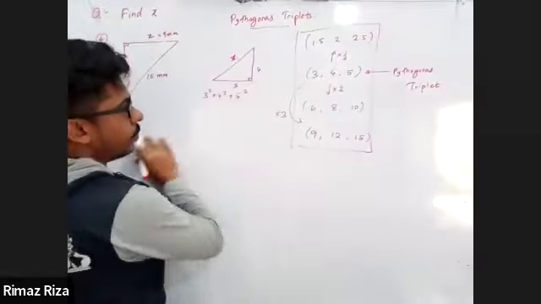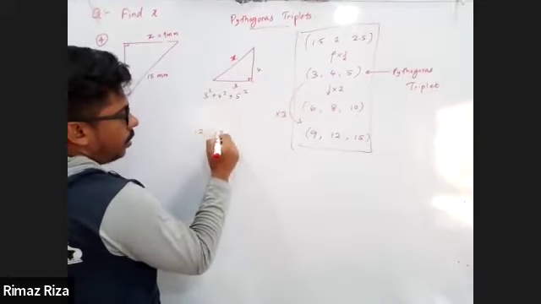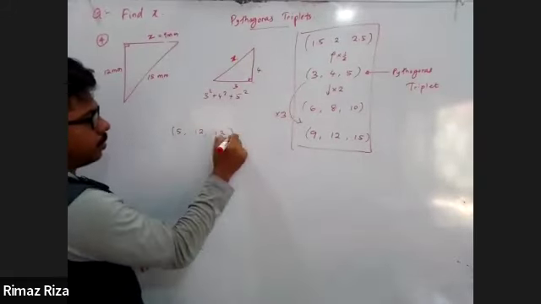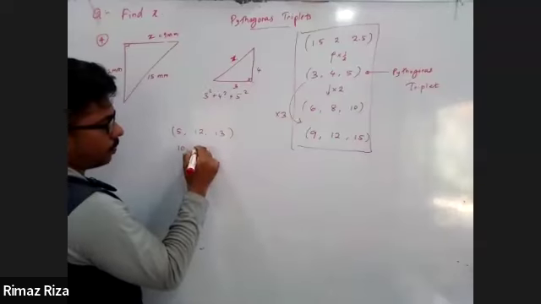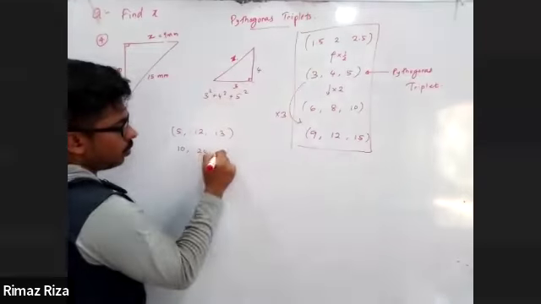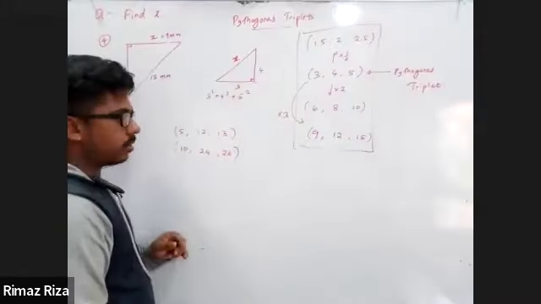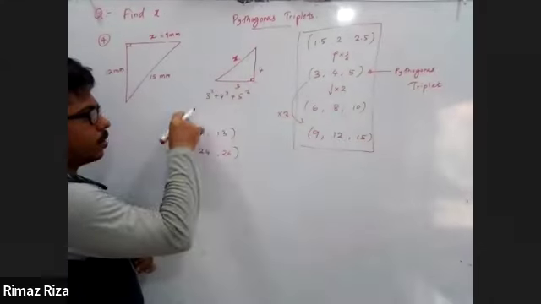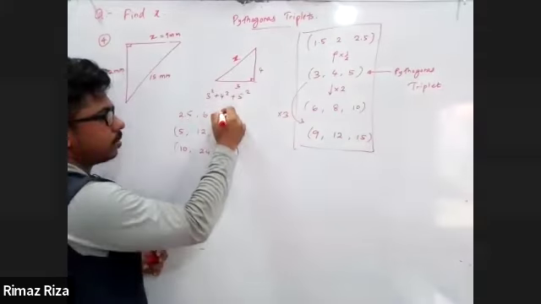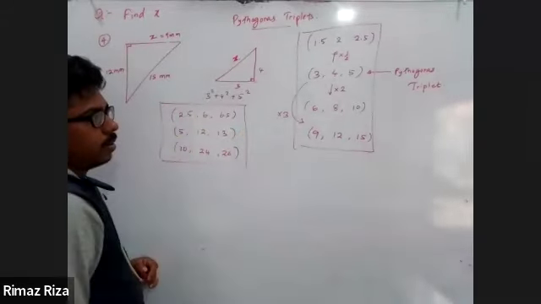And also we have another family of Pythagoras triplets: 12, 13, 5. Then any multiple of this one is a Pythagoras triplet, 10, 24, 26, that is 12 into 2 is 24, 13 into 2 is 26. The advantage of understanding the Pythagoras triplet, I will tell you. Now here you can divide by 2: 2.5, 6, 6.5. So this is also another Pythagoras triplet, one group of family.